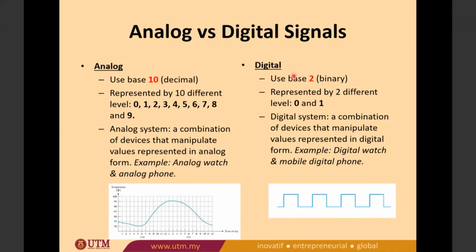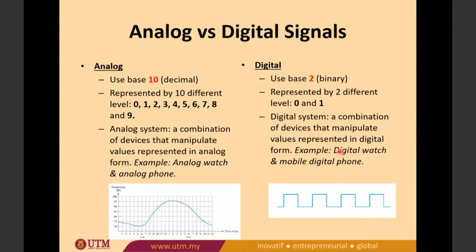And a digital system is a combination of devices that manipulate values represented in digital form. Examples of digital systems are the digital watch and the mobile digital phone, like our smartphones and smartwatches nowadays.